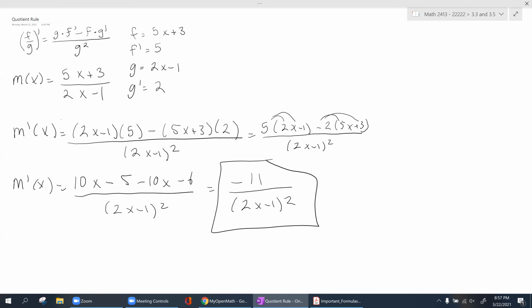So that is how you apply the quotient rule. And of course, there are different ways you can solve these problems.